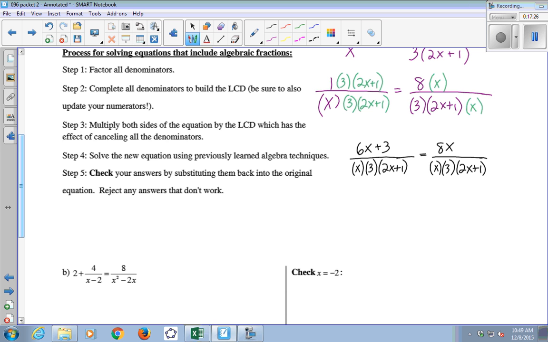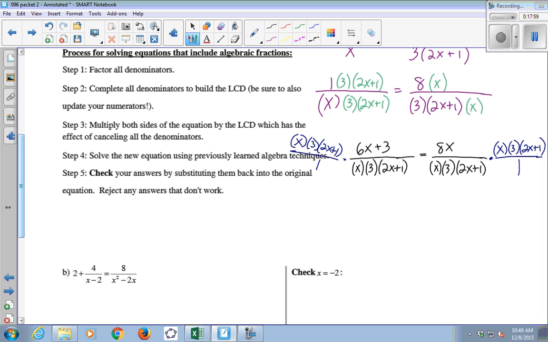I want to multiply both sides of this equation by the common denominator. So this side, I'm going to multiply by x times 3 times 2x plus 1. It's like all over 1, right? I'm not multiplying by a fancy form of 1. I'm multiplying by the common denominator. And I have to do it on both sides. So this side, I'm going to multiply by x times 3 times 2x plus 1, that's all over 1.